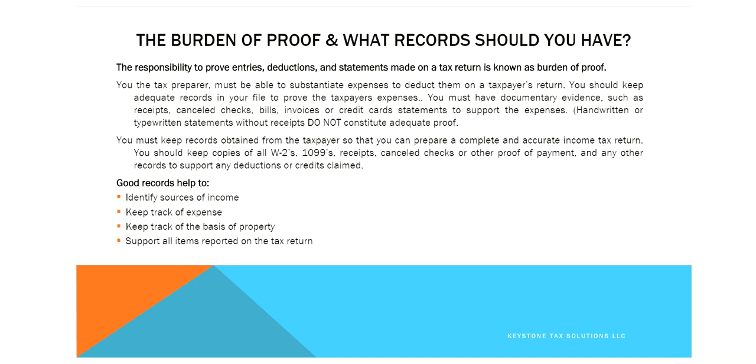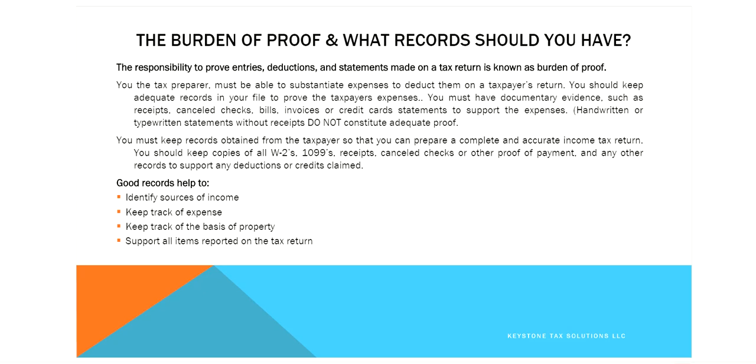Burden of proof and what records should you have. The responsibility to prove entities, deductions, and statements made on a tax return is known as burden of proof. You, the tax preparer, must be able to substantiate expenses to deduct them on the taxpayer's return. You should keep adequate records in your file to prove the taxpayer's expenses. You must have documentary evidence such as receipts, cancelled checks, bills, invoices, or credit card statements to support expenses. Handwritten or typewritten expenses without receipts do not constitute adequate proof.